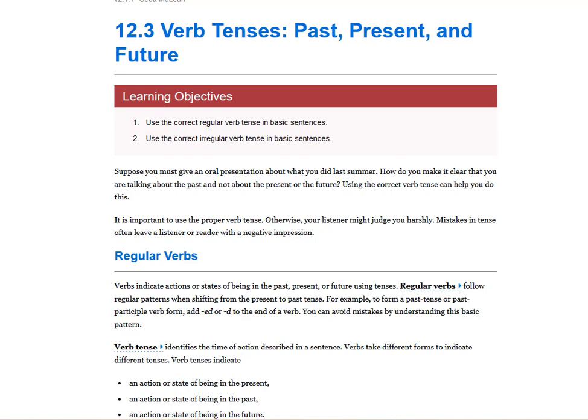It is always important to use the proper verb tense. Otherwise, your listener might judge you harshly. Mistakes in tense often leave a listener or reader with a negative impression.